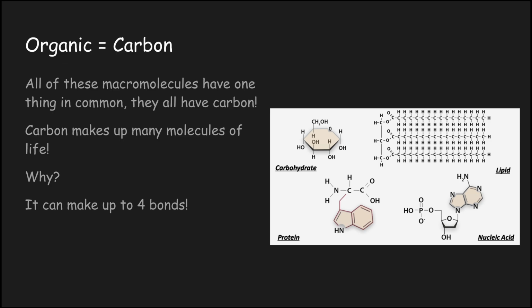But carbon makes 4 bonds, can bond on 4 of its sides, and that just allows for it to branch out. Like, as you can see here in the protein area, that carbon is bonding to 4 areas. It's crazy, and it's just going to allow for all those branches to be made.